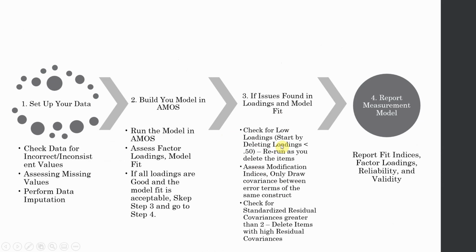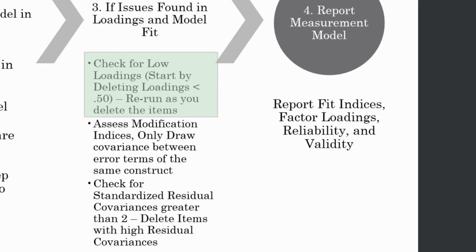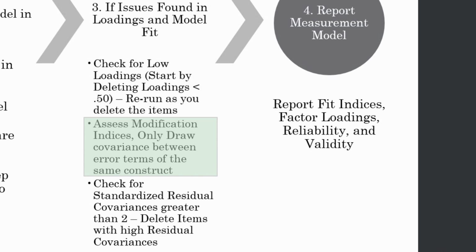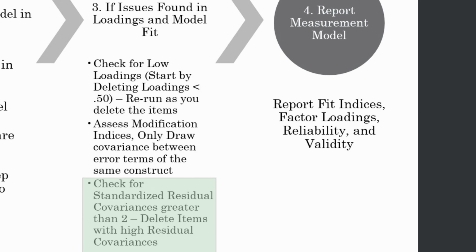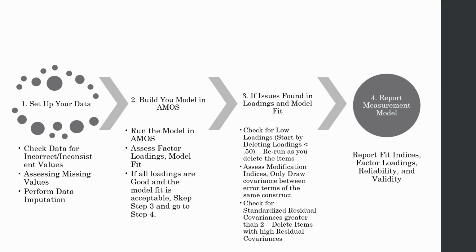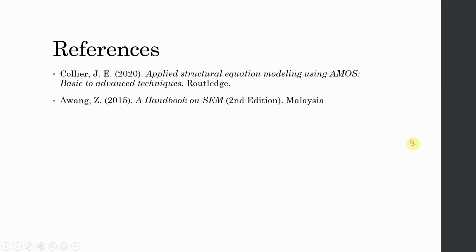Look for low loadings. Stepwise delete your loadings and keep rerunning your model. It's just like trial and error. Assess the modification indices and only draw covariances between error terms of the same construct. Check for standardized residual covariances that are greater than 2. Delete items with high residual covariances. And finally, you report your model.